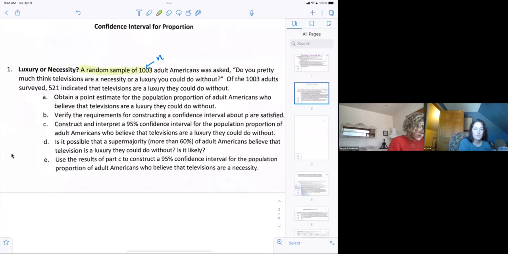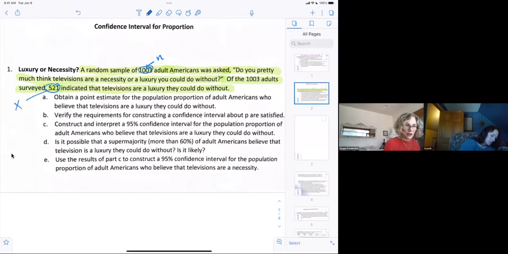Let's say a random sample of 1003 adult Americans was asked, do you think televisions are a necessity or a luxury you could do without? Of the 1003 adults surveyed, 521 indicated that televisions are a luxury they could do without. So the 521 is your X value. You're counting how many. Obtain a point estimate for the population proportion of adult Americans who believe televisions are a luxury they could do without. So part A, your point estimate is just your sample proportion.